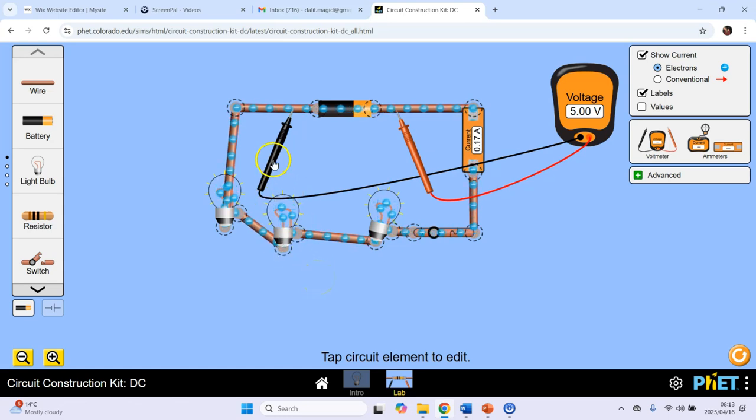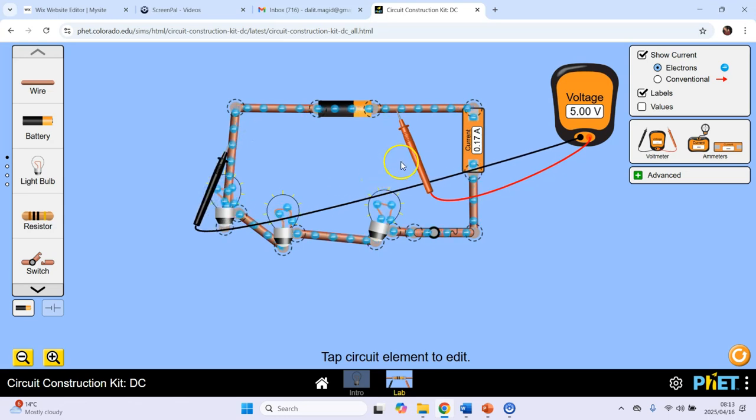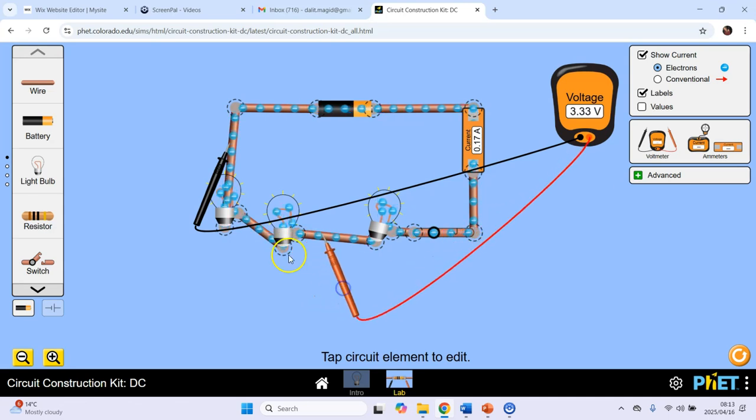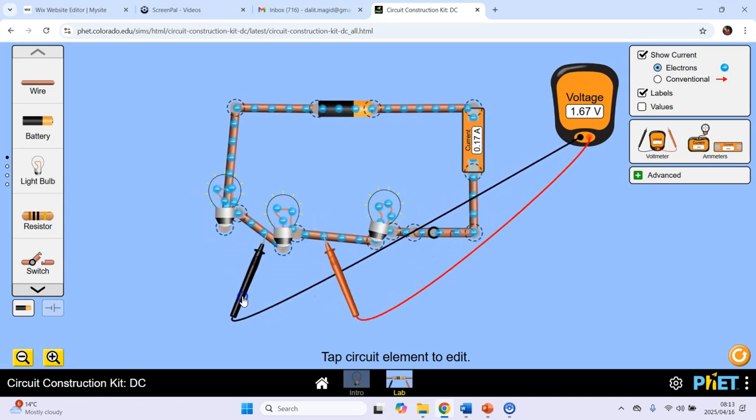Now let's take a look at the voltage. If I placed a voltmeter across all three light bulbs, I would get the total voltage of 5 volts. Because all three resistors are identical, if I place a voltmeter across just one of them, I would get a third of the total voltage. 5 divided by 3 gives us 1.67. And it will be 1.67 across any one of these light bulbs. And together, that would add up to the 5 volts.